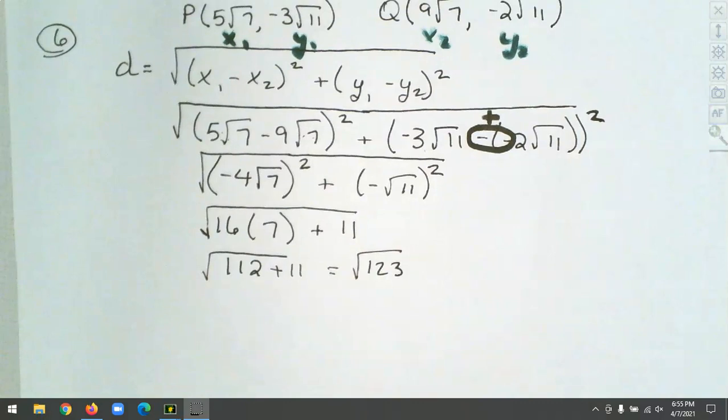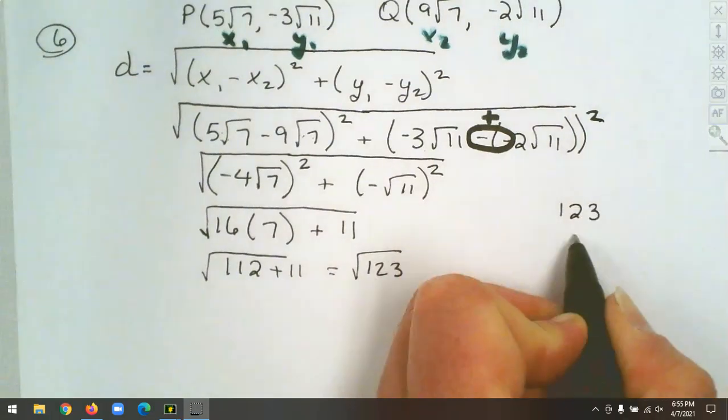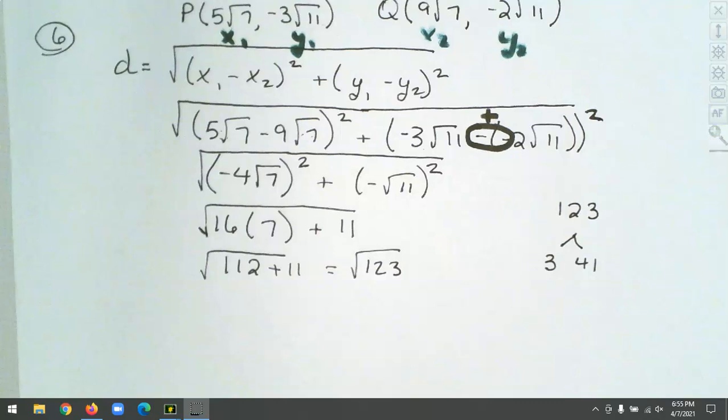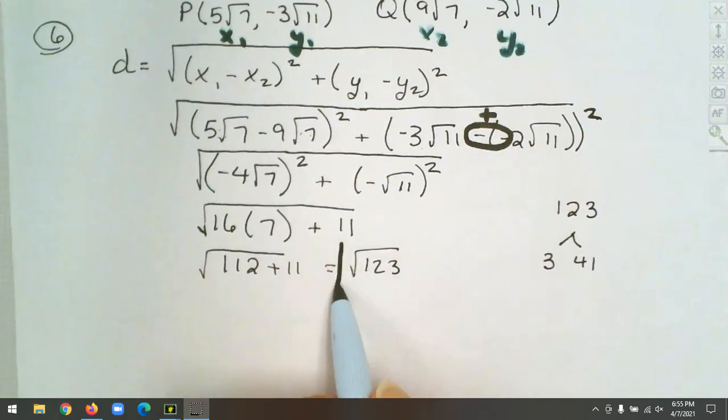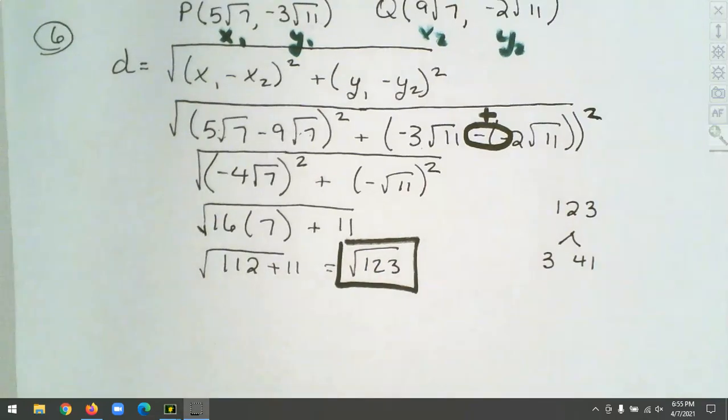I don't think that'll, well, that 123 won't break down because the only thing that we can use is a 3 and a 41. And 41 won't go any further. So that's all you can do on that one. And that would be your final answer, which is the square root of 123.